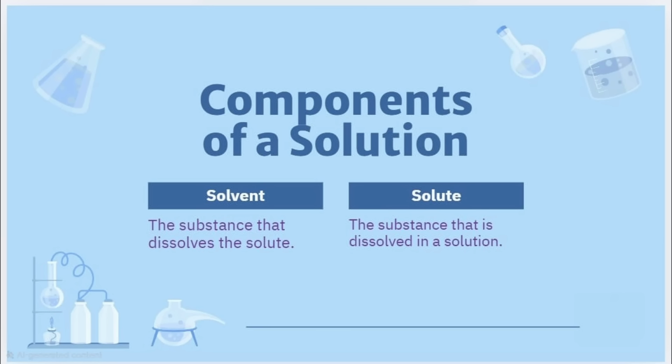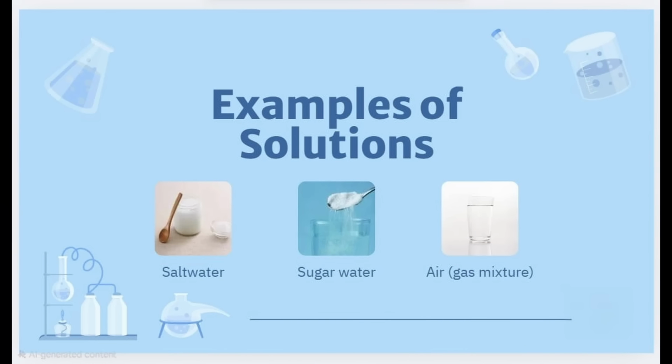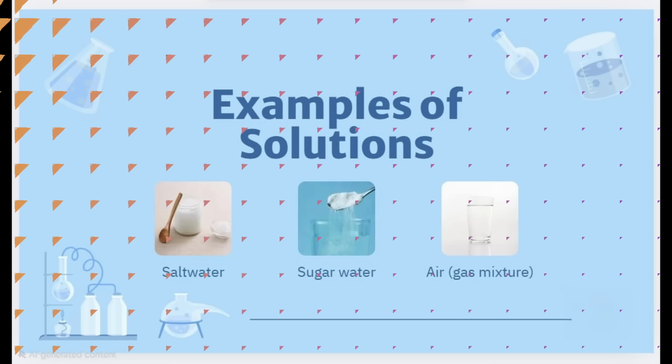Components of a solution. There are two components of a solution: solvent and solute. Solvent is a substance that dissolves solute, and solute is a substance that is dissolved in a solution. Examples of solution: salt water, sugar water, and air, which is a gas mixture.